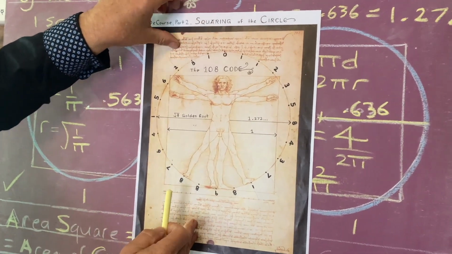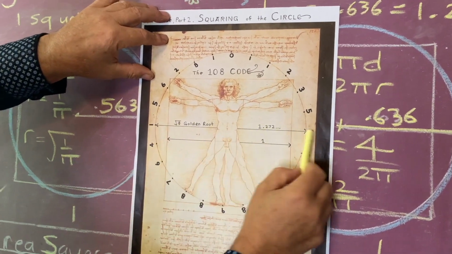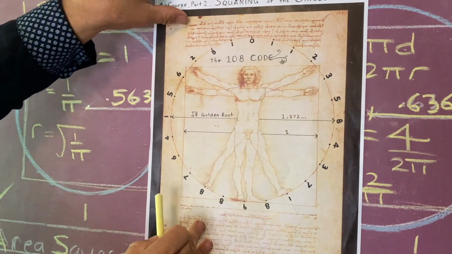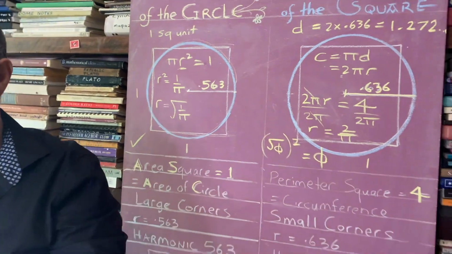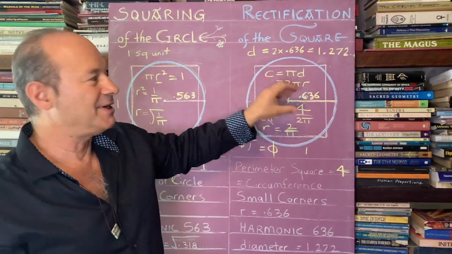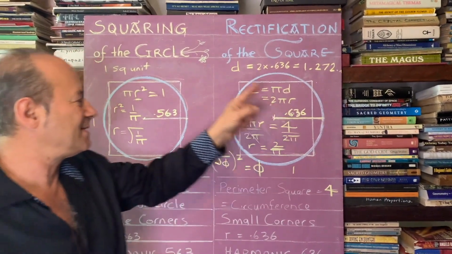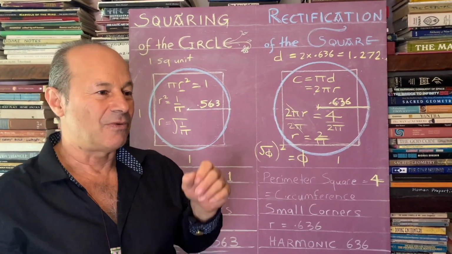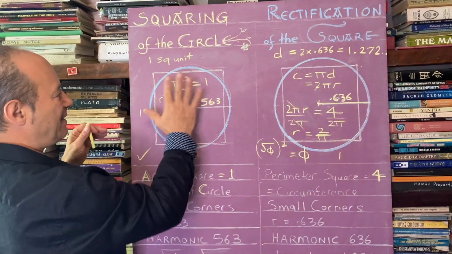And this is critical, and this is based on the fact that the circle has a golden root diameter. So we're stating very clearly here, and this is an important epiphany, that the Leonardo da Vinci code is based on the rectification of the square, equal perimeters, not the squaring of the circle, equal areas. So we could counter-argue with that and say that the Vitruvian Man fits in this.